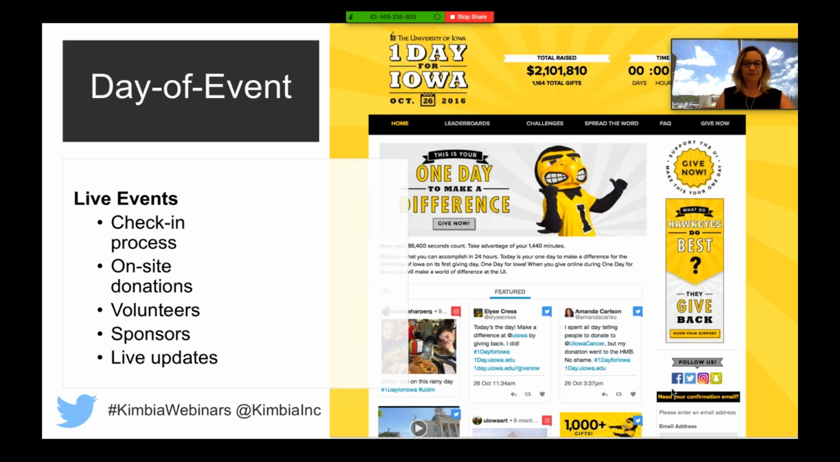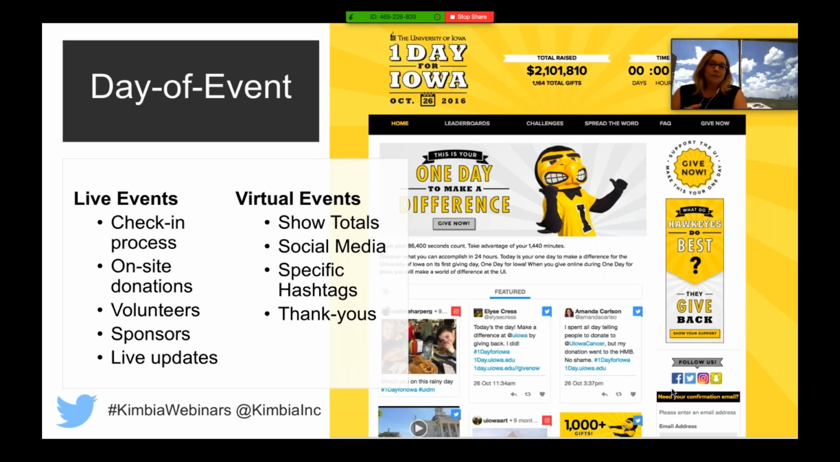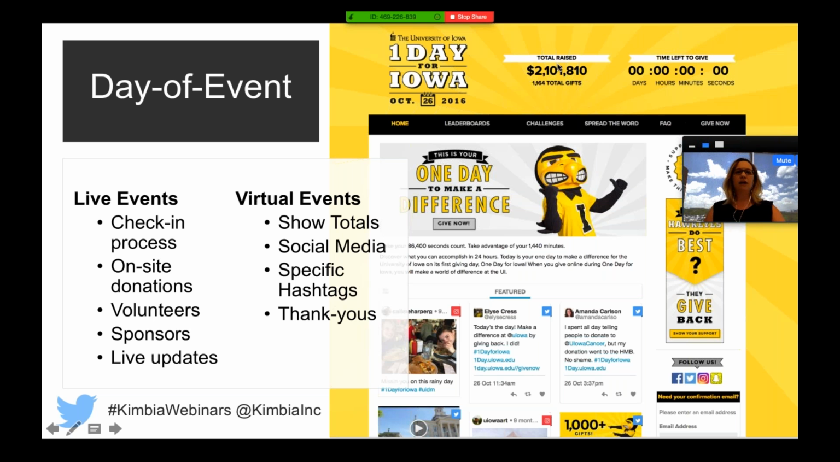Very good point, Kelly. Okay, so in terms of virtual events, and this I think also is applicable to live events, if you've got a website up for the event, show totals. So again, you'll see here, total raised, and show that thermometer scroller in any way that you can. That helps people see what's going on and see how the needle is being moved. Social media is huge and vital to these virtual events.